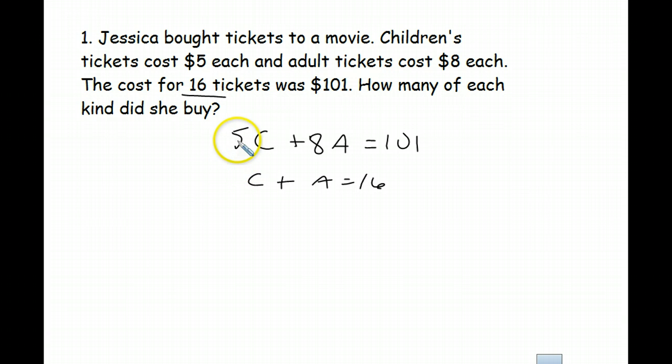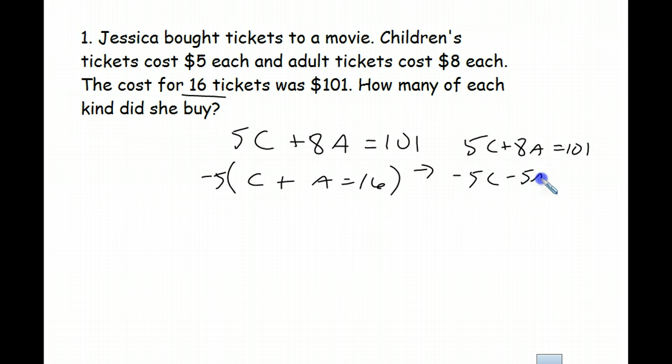If I want to get rid of the c's, I have a 5 here, a 1 here. I need to make this into a negative 5 so that the c's will go away. So I multiply my entire bottom equation by negative 5. Top equation stays the same, so it's still 5c plus 8a equals 101. The bottom equation becomes negative 5c minus 5a equals negative 80.